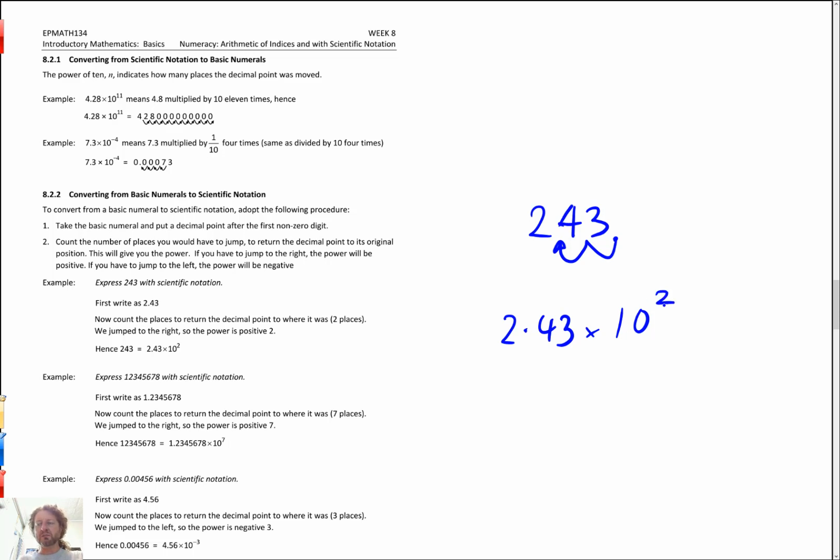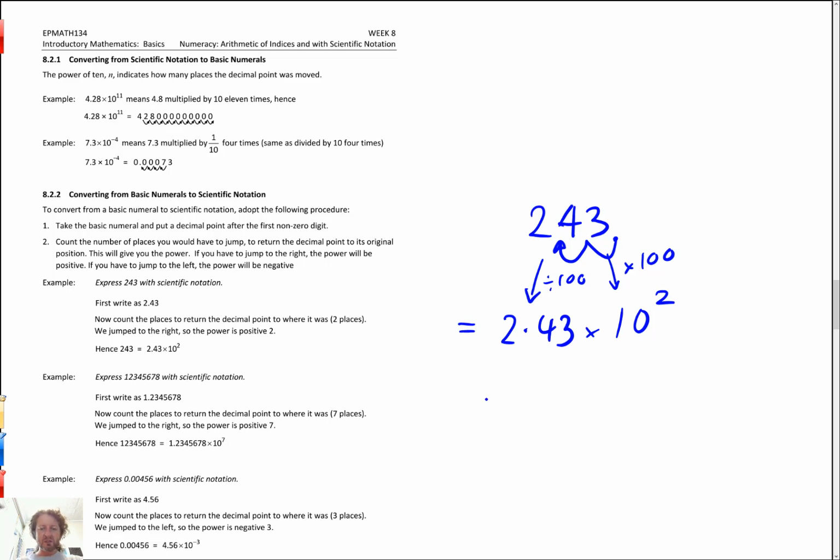Would you agree that 10 squared means 10 by 10 means 100? What is 2.43 times 100? It is 243. Yes, they're the same number. So it's like before. What did I really do here? I divided by 100 to turn 243 into 2.43. What do I have to do to counteract that? I better times by 100 to counteract it. And 2.43 times 10 squared is the same number as 243.